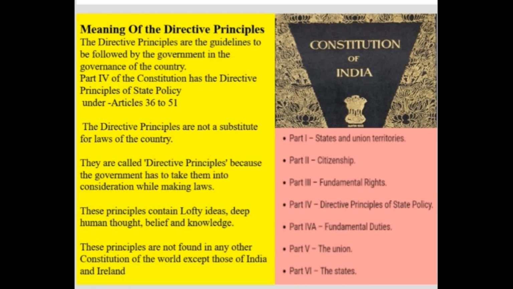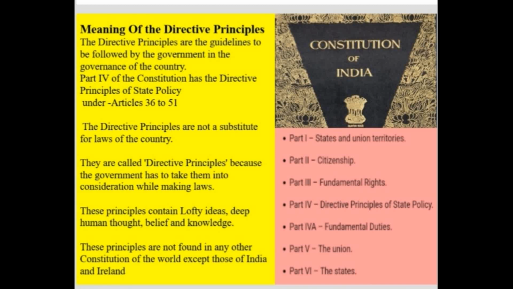They are called directive principles because the government has to take them into consideration while making laws, as we have discussed. See, in making laws, what is the purpose? To run the governance of the country more efficiently. To make such laws, the government needs certain principles, and those principles are provided by these directive principles of state policy. So the governments, while making laws, must and should consider these directive principles. It will help them to make very efficient and better laws for the governance of the country.